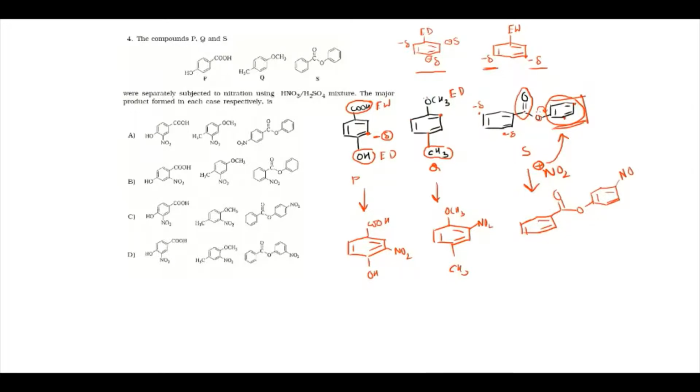NO2. So this is our third product. So now we have to choose our option. If we look at our options, we can see that only option C matches our predicted products. So C is the correct answer for this question.